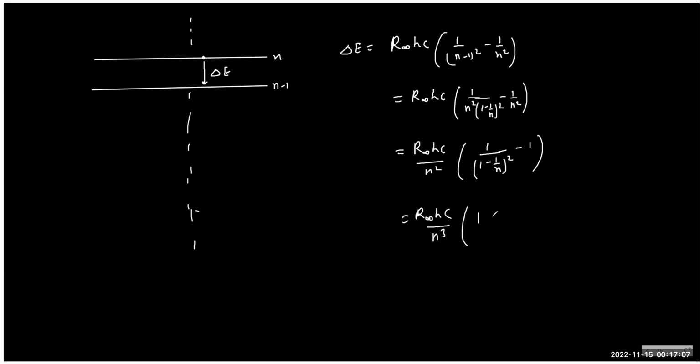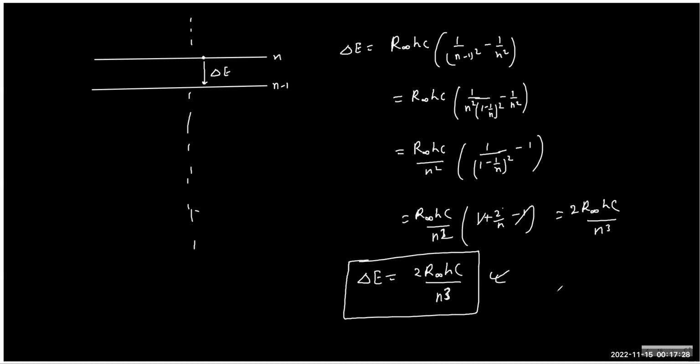So we can use the binomial approximation 1 plus 2 by n. So this is the answer. Very interesting answer. If n is very large, you can use this formula for the energy difference. So if I tell you to find the energy difference of 50 to 51, don't use 50 or 51, just put n cubed, 50 cubed, that's it.